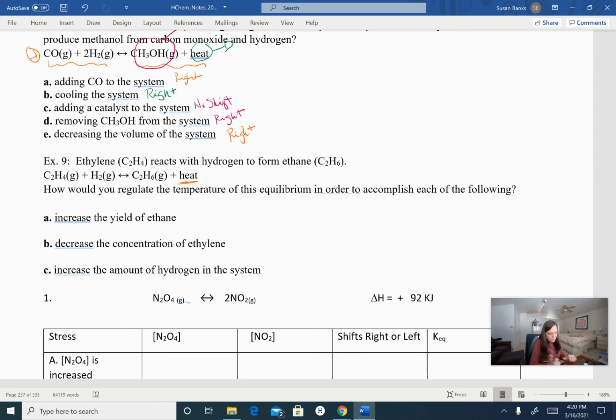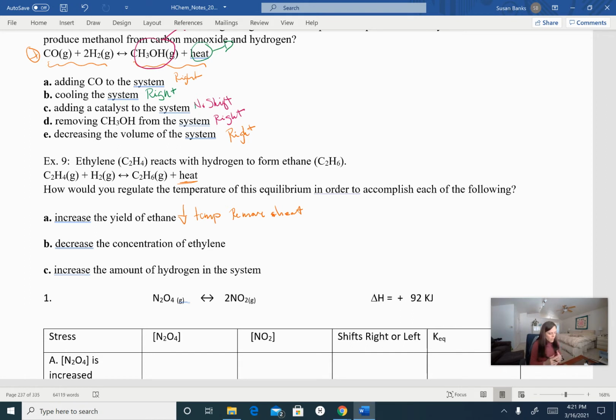How can I shift it right? Did you guess remove the heat? Yeah, I've got to decrease the temperature or remove heat. Remove the heat.